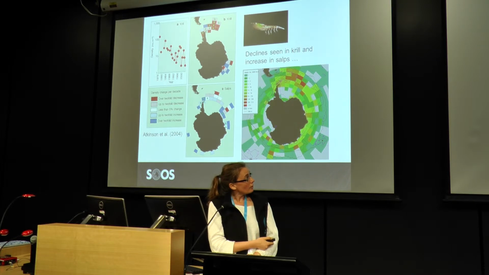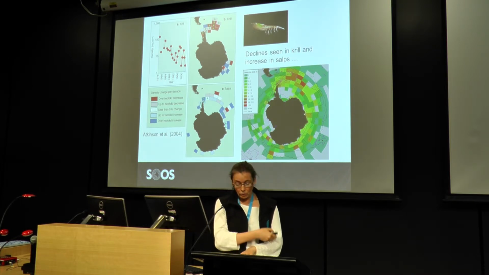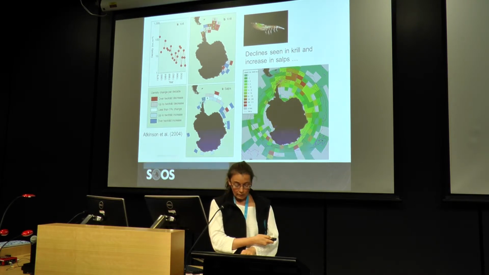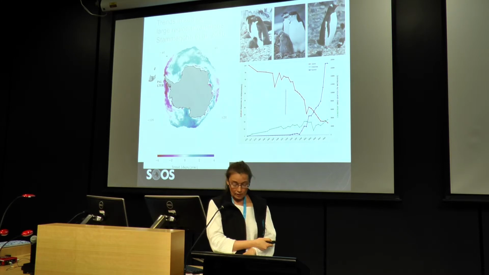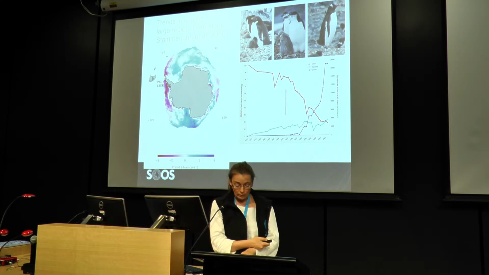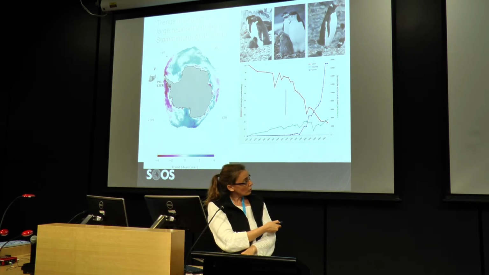There are changes also on larger scales. There is an observed decline in krill and increase in salps. There are trends in sea ice with large regional variations that you can see here. In this case, it's almost a symmetrical pattern around the continent. This graph shows how Gentoo penguins increase and Adelie penguins decrease.